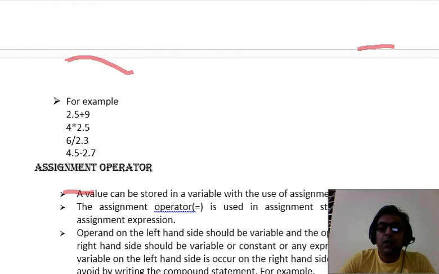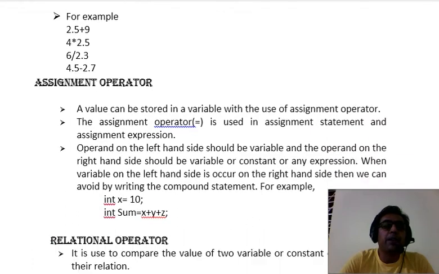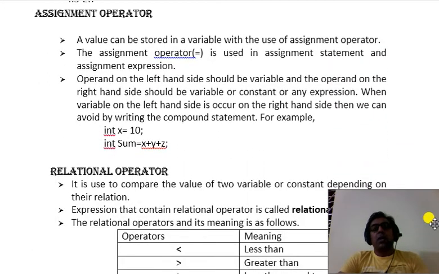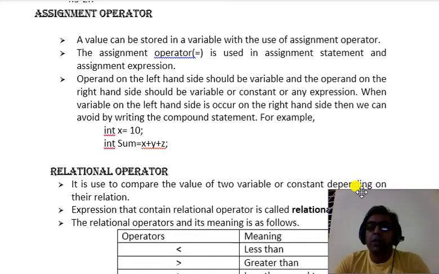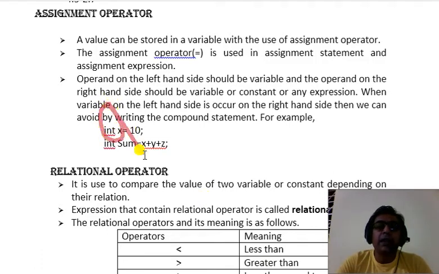The next operator is the assignment operator. The assignment operator is used to assign some value to a variable. Last time I taught you what a variable is. A variable is a name given to a memory location where we can store different values. For example, if I want to store a is equal to 10, I can write a equal to 10. That means I am assigning value 10 to a.